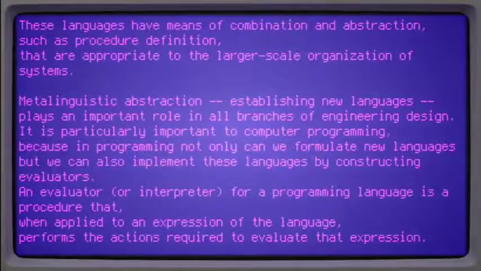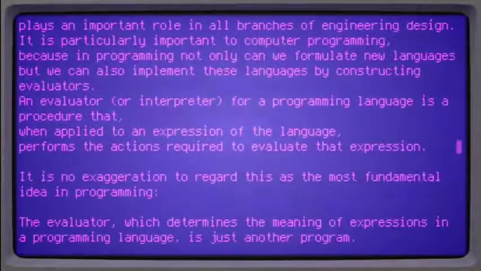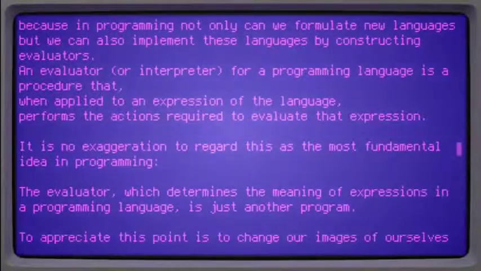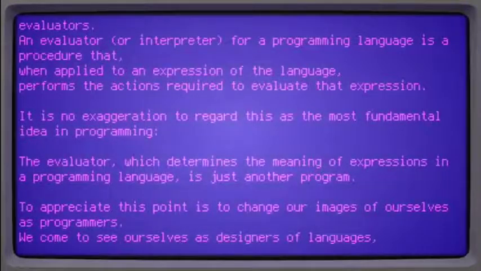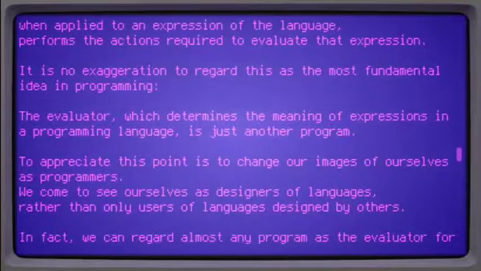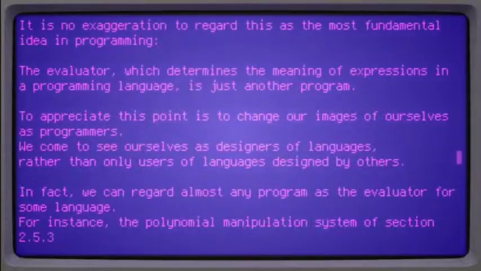Metalinguistic abstraction, establishing new languages, plays an important role in all branches of engineering design. It is particularly important to computer programming, because in programming not only can we formulate new languages, but we can also implement these languages by constructing evaluators. An evaluator, or interpreter, for a programming language is a procedure that, when applied to an expression of the language, performs the actions required to evaluate that expression. It is no exaggeration to regard this as the most fundamental idea in programming.